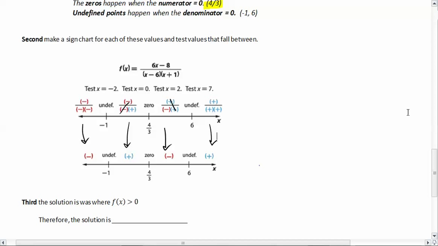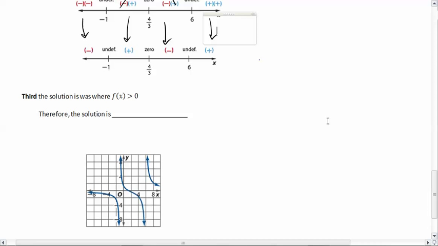So this is what your sign chart looks like now. The original question was to find the solution of where f of x is greater than 0. Looking at our sign chart, that happens between -1 and 4/3. This time we're just doing greater than, not greater than or equal to, so it can't equal 0. So we need to use parentheses on this one. It also happens from 6 all the way to infinity. Again, it's just parentheses because it is greater than, not greater than or equal to.